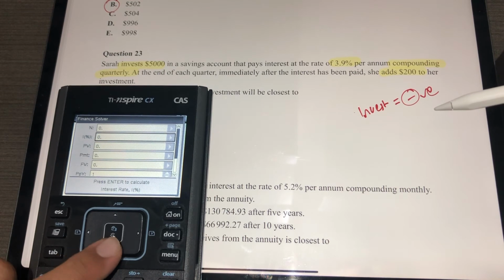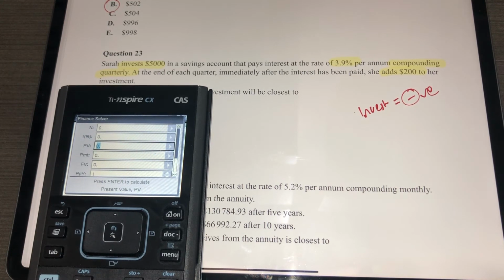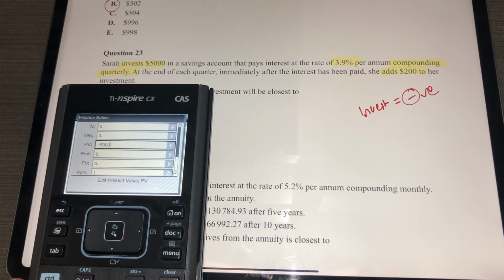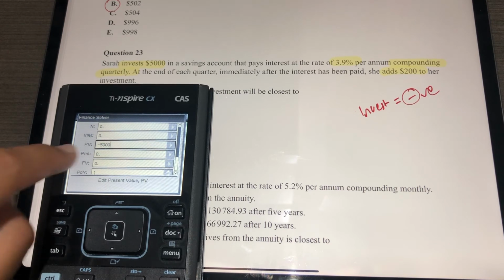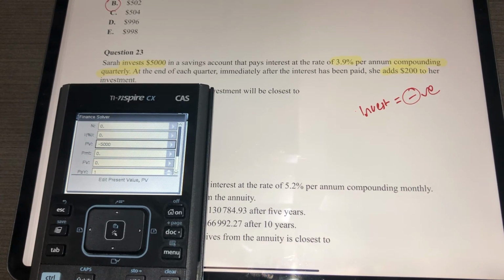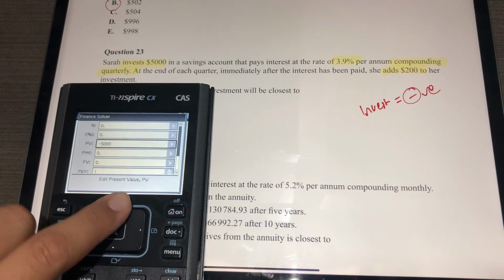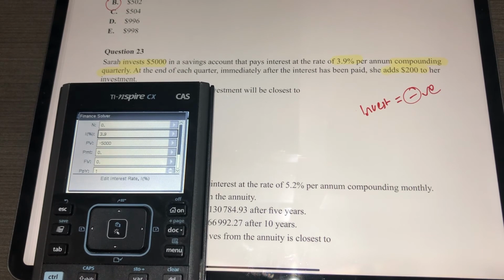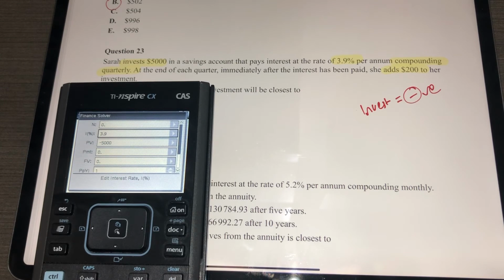So if I go to my present value, which is what I have, that's my initial. So I have invested 5,000, correct? So it's negative there because I've put 5,000. It's gone away from me. So that's why the present value is what you're starting with. So that's negative 5,000 there. And then it pays interest at the rate of 3.9%. So I want to ignore whatever it's compounding by for now. Just put 3.9% per annum. And then it's saying it's compounding quarterly.